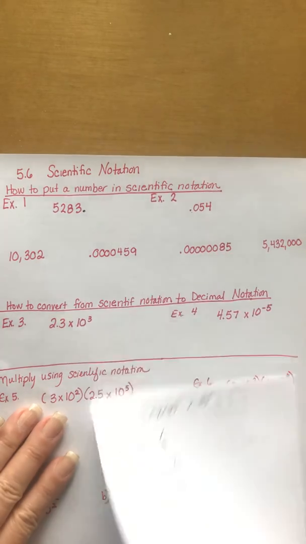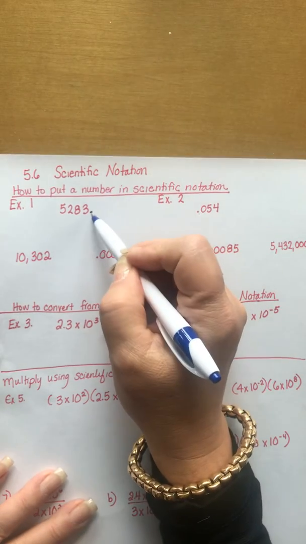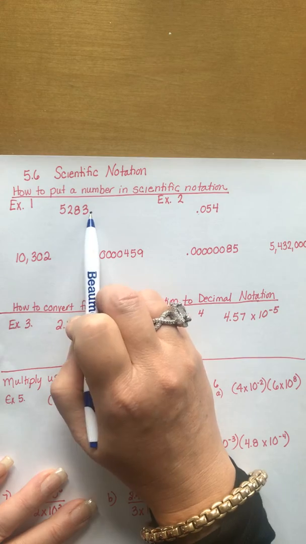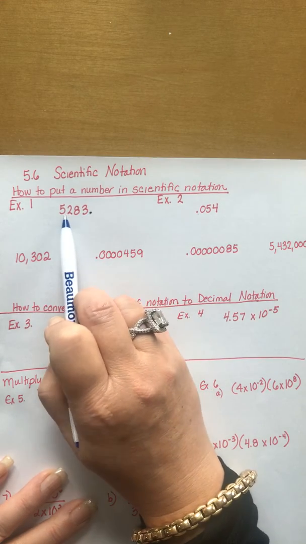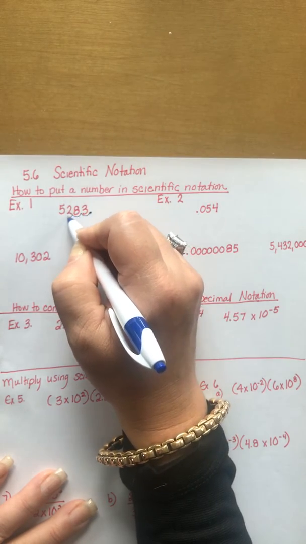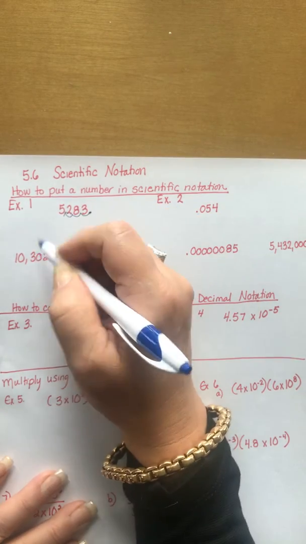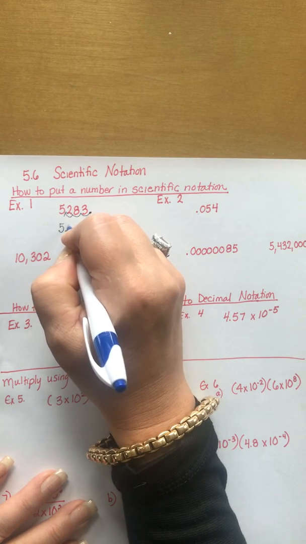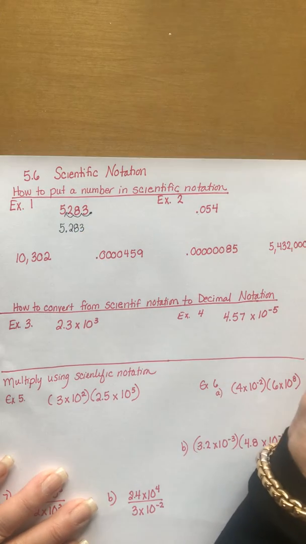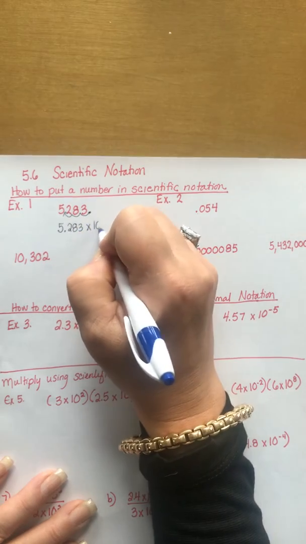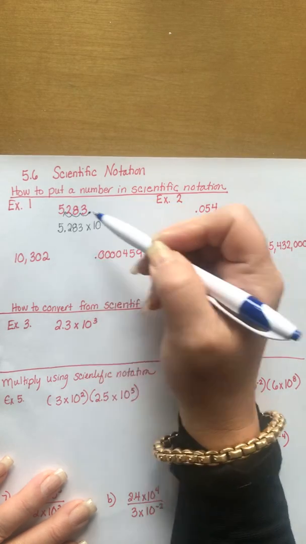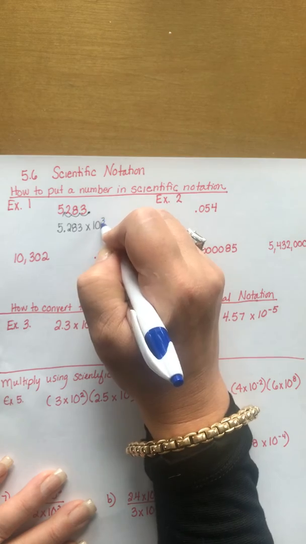Okay, so what you're going to do, you have to move this decimal to a place that's going to give you that number between 1 and 10. The only place it could go is between the 5 and the 2. So you're going to move it 1, 2, 3 places to the left and turn your lead number into 5.2. If you want to write 83, that's fine: 5.283 times 10. Now, since you moved it 3 places to the left, this is going to be times 10 to the 3rd power.